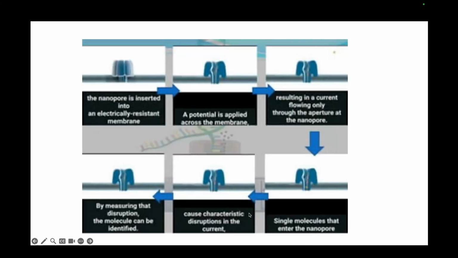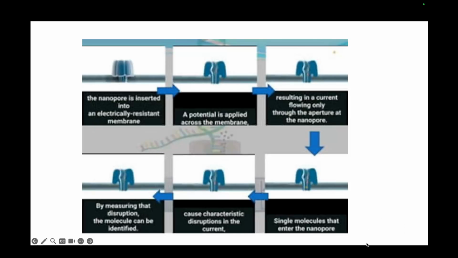Apologies for the low resolution image, but this is all I could get. The nanopore is inserted into an electrically resistant membrane. A potential is applied across the membrane so that the ions flow through the membrane, resulting in a current flowing only through the aperture at the nanopore. Single molecules enter the nanopore one by one, and the current is getting blocked in a different manner. The strand is entering one base at a time. First A enters, then T enters, then C enters, one after another.